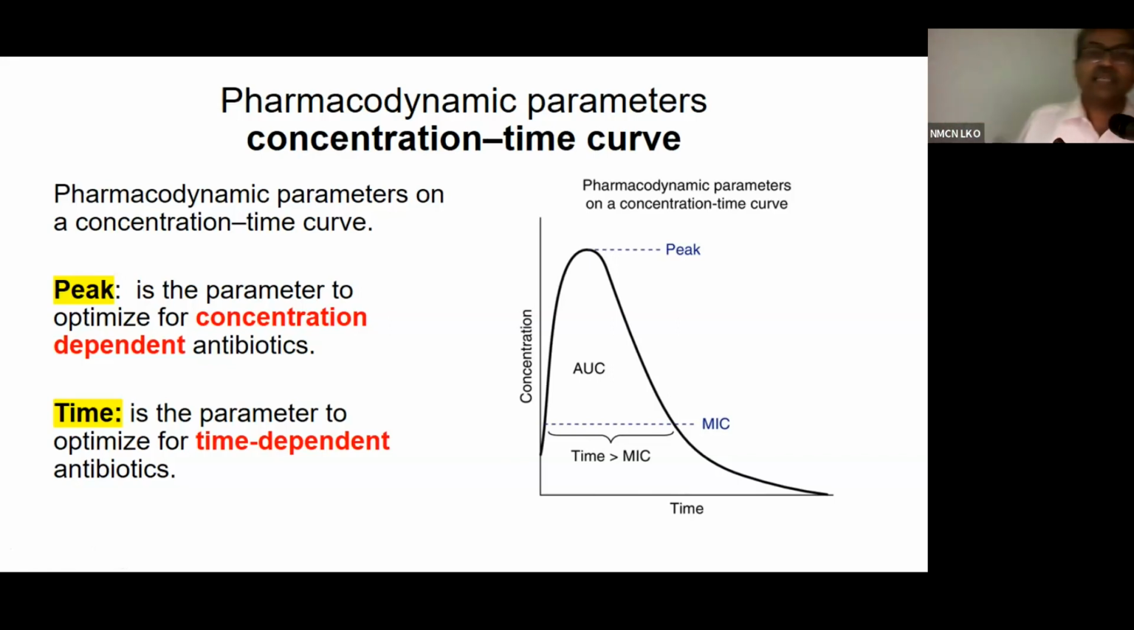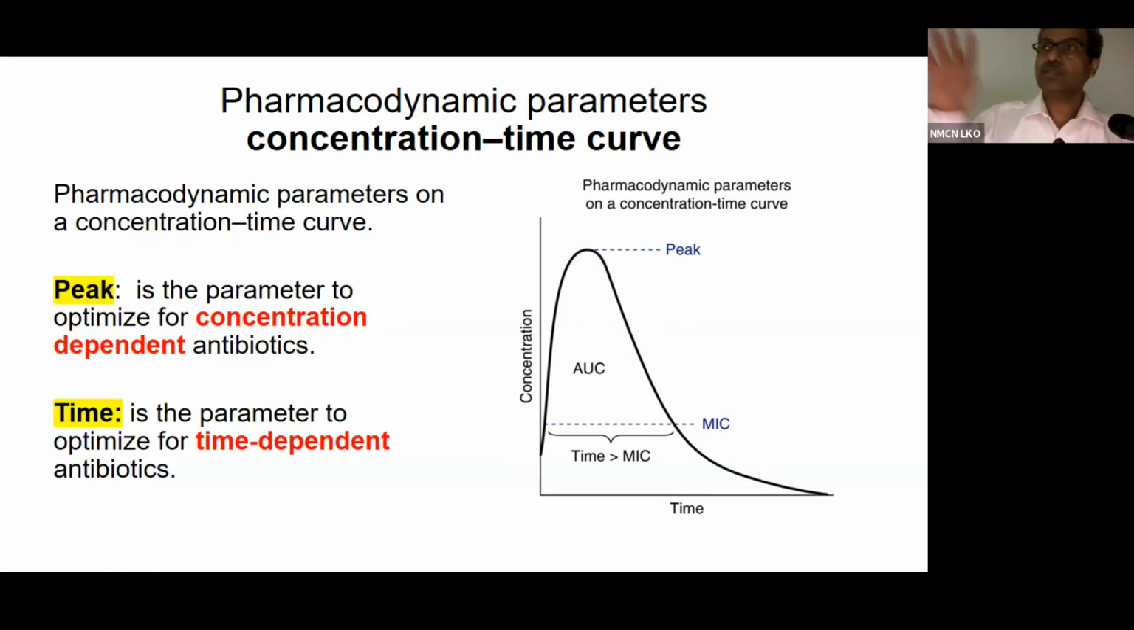Now coming to the pharmacodynamic parameters, these curves you might remember from our pharmacology days: whenever we give the drugs, there would be the peak, then gradually it comes down. And you have the area under the curve of this peak, this is the timeline, and here is the concentration of the drugs. So peak is the parameter to optimize the concentration dependent antibiotics, and time is the parameter to optimize the time dependent antibiotics.